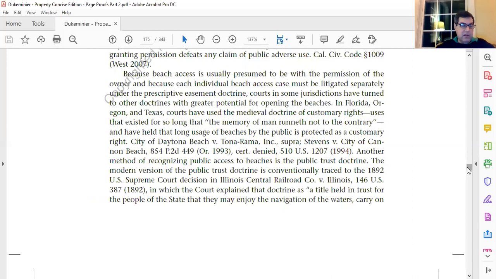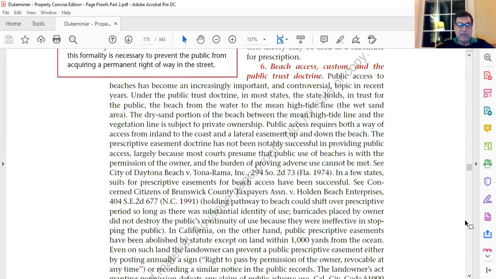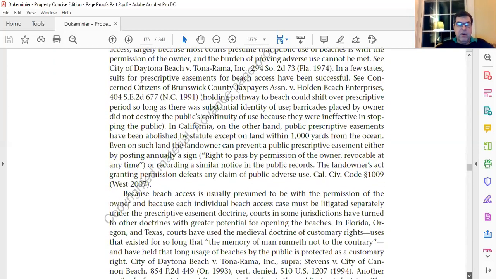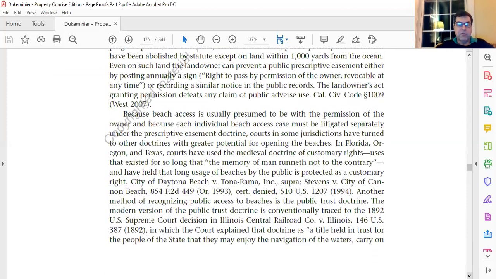Finally, I want to talk a little bit about note 6 on pages 517 and 518. And here we have an issue that comes up in a lot of jurisdictions about access to beaches. That is a topic that has produced litigation in various places. But I want to talk about a particular doctrine that is important in this area called the public trust doctrine. And so on page 518, the authors talk about the public trust doctrine.